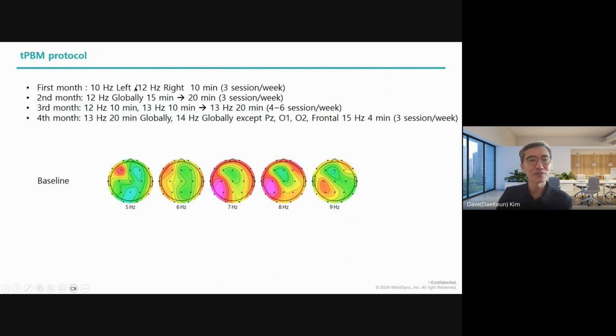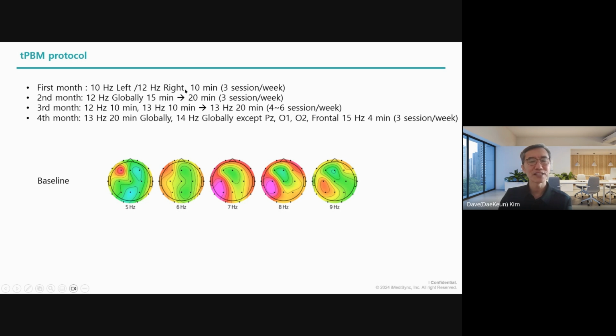This is the protocol. The first protocol is 10 Hz left hemisphere stimulation and 12 Hz right hemisphere stimulation, 5 and 5 minutes, a total of 10 minutes. The first photobiomodulation PBM protocol is 3 sessions per week. Left and right have slightly different stimulation because the left is too slow. We use just 10 Hz to gently activate the left hemisphere and stimulate the right hemisphere using another frequency.